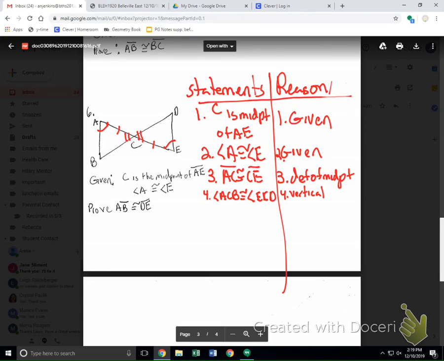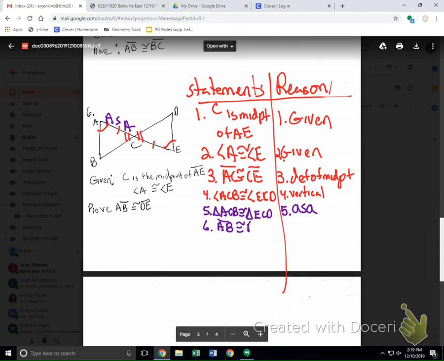So what can I say at this point? We could say now that our triangles are congruent, right? So would it be ACB now? You can do it in any order as long as you're corresponding. So I just started with A, C, B, so ACB is congruent to ECD. And how did I know that? Angle, side, angle.